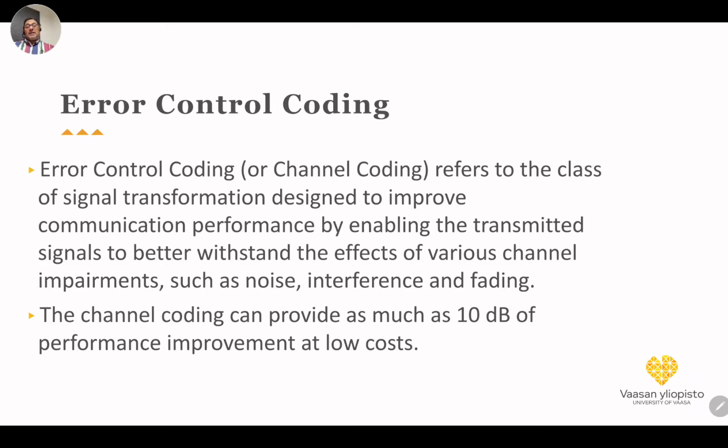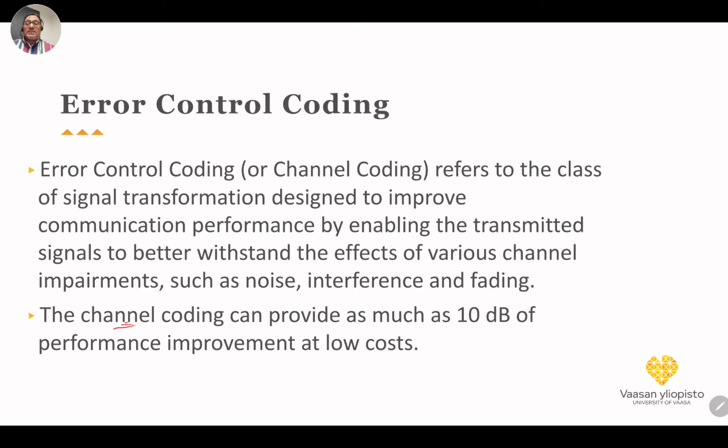So the idea here is that it will be able to cope with the environment, such as noise, interference, and fading of the channel. As it is mentioned here, channel coding can provide as much as 10 dB of performance improvement at low cost. Actually, this is a very big improvement that can be achieved by channel coding.